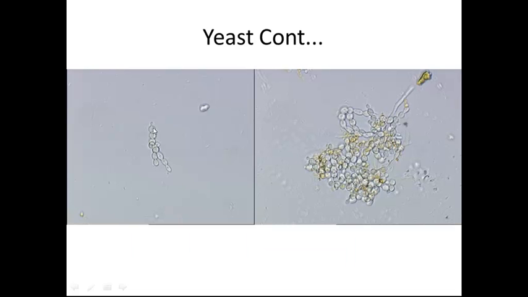So here's another example of yeast. You can see they like to form chains and clusters, and that's a way to identify whether they're yeast or red blood cells. And this one also has a hyphae growing off of it.